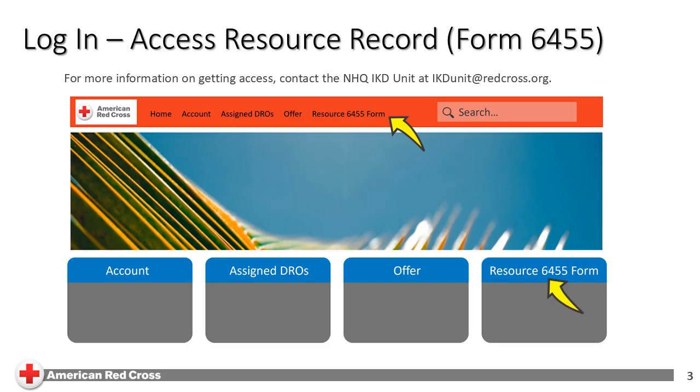In addition, there is a sandbox or a training version of the gift management system. Responders can use the sandbox to practice the processes described in this video. For more information on accessing the sandbox, please contact the National Headquarters In-Kind Donations Unit at ikdunit@redcross.org. Begin by logging into the gift management system and selecting the Resource 6455 form. The form can be accessed from two different areas, from the red bar at the top or in the blue box at the bottom right.